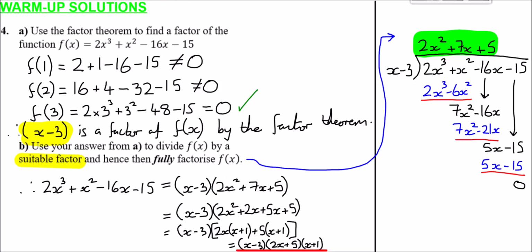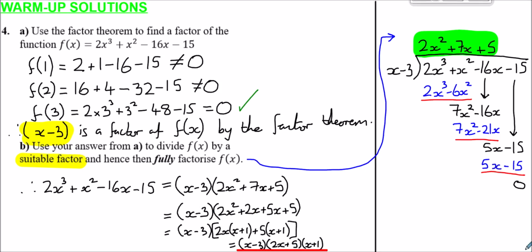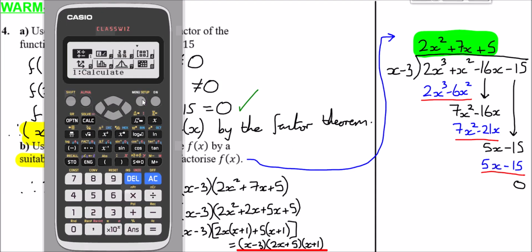Now, at this stage of the year, I often give you a few little nods and hints about how you can use your ClassWiz to help you out in these situations. So before we move on to the lesson proper, I'm just going to show you how you could have factorised this using the ClassWiz. So get your ClassWiz ready, press the menu button, and scroll along until you get to option A, equation/func. Press equals to enter this mode.